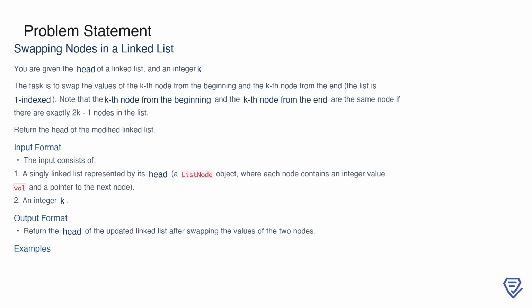If the list has exactly 2k-1 nodes, the kth node from the beginning and the kth node from the end will actually be the same node, so no changes will occur. After performing the required swap, the function should return the head of the modified linked list. The input includes the head of the linked list, which is a ListNode object, and the integer k. The output is the head of the updated linked list after the swap has been executed.